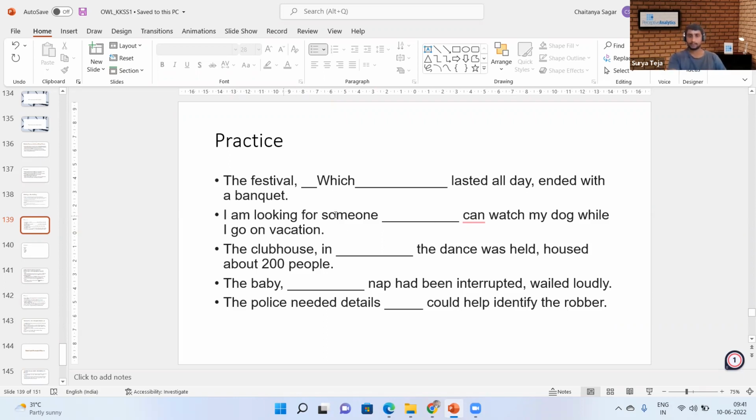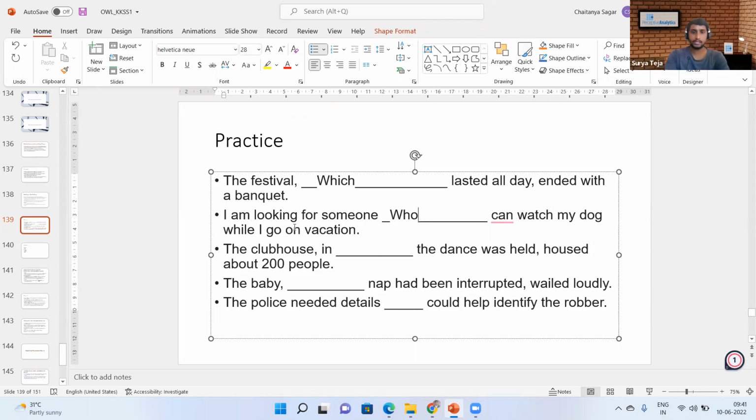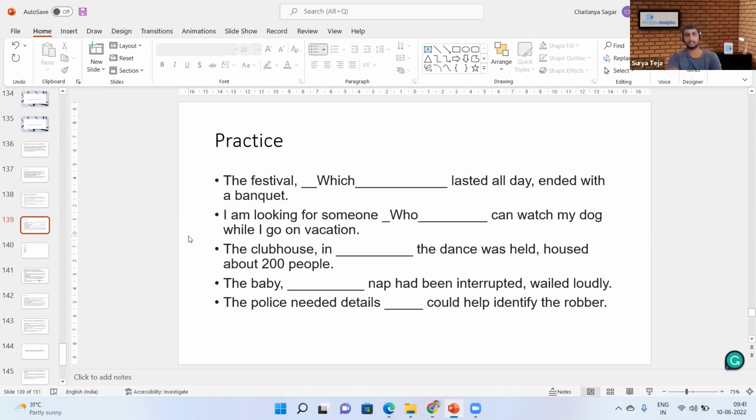And because you're talking about a person, I'm looking for someone, who is talking about that someone? So it is a person. We use who, as we discussed in the previous slide. So who is the appropriate usage here. We'll go to the third one. The clubhouse in dash, the dance was held, housed about 200 people. What would be the answer here?